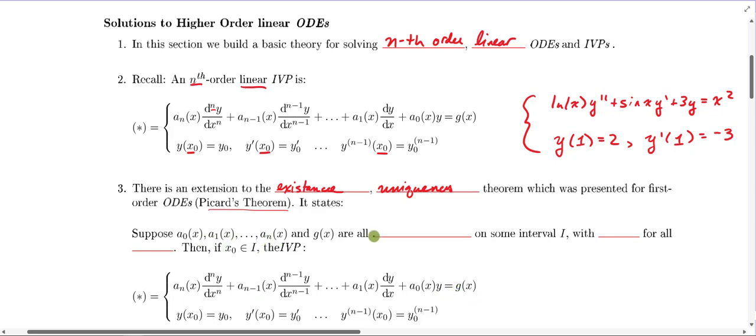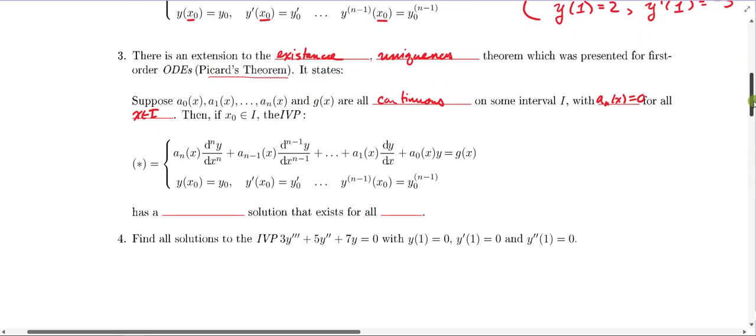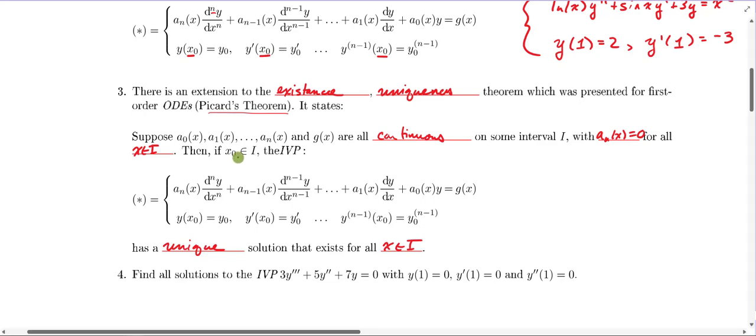If all of these functions are continuous on some open interval I, and we add that a sub n of x is not equal to 0 for all x in I, then this given IVP has a unique solution for all x in I. That might seem a little bit gibberishy. Let's take a look at it.